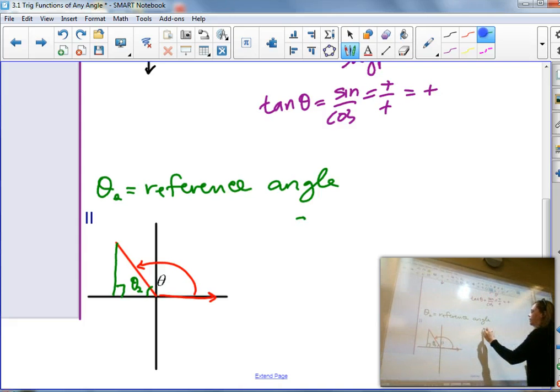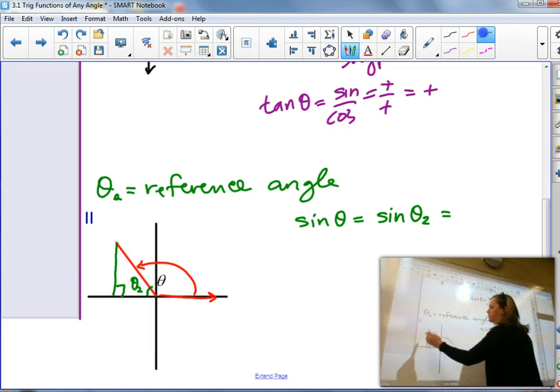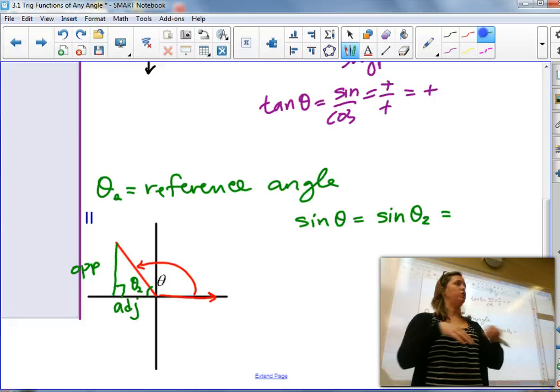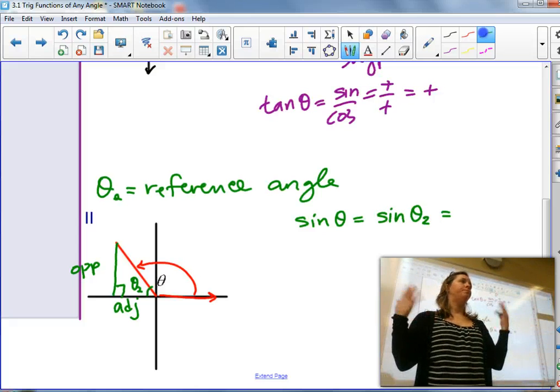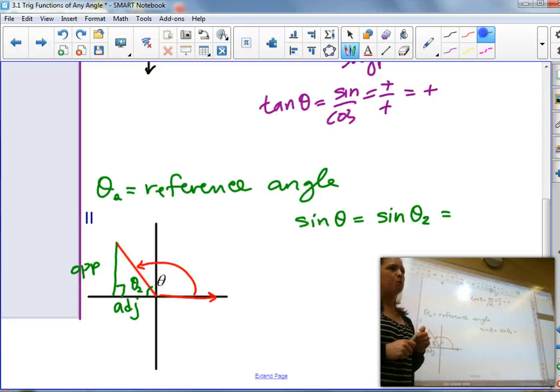So if I wanted to find the sine of theta, it's going to be equal to the sine of theta 2, my reference angle. And in this particular picture, we still have opposite because we say it is. That's how we're defining sine, cosine, and tangent in the coordinate plane, because it's going to work for us. You know how there's certain things in math that are like, well, we're going to call it that because we want it to be that, and then we're going to see what happens with the math when we do it that way. This is one of those things.